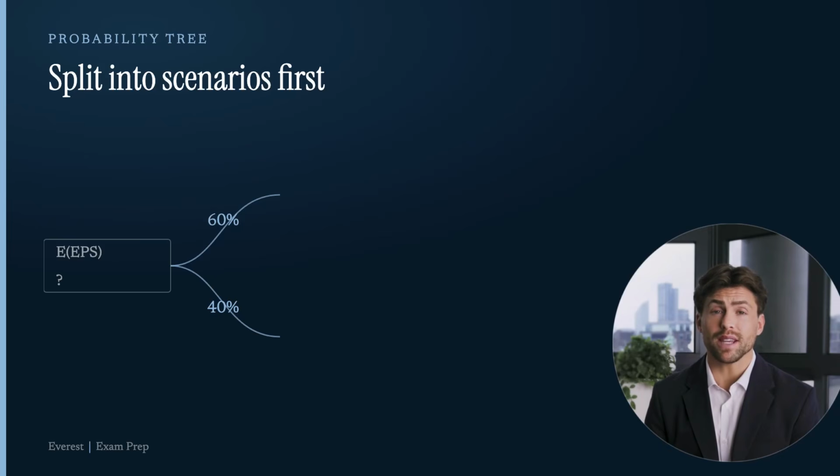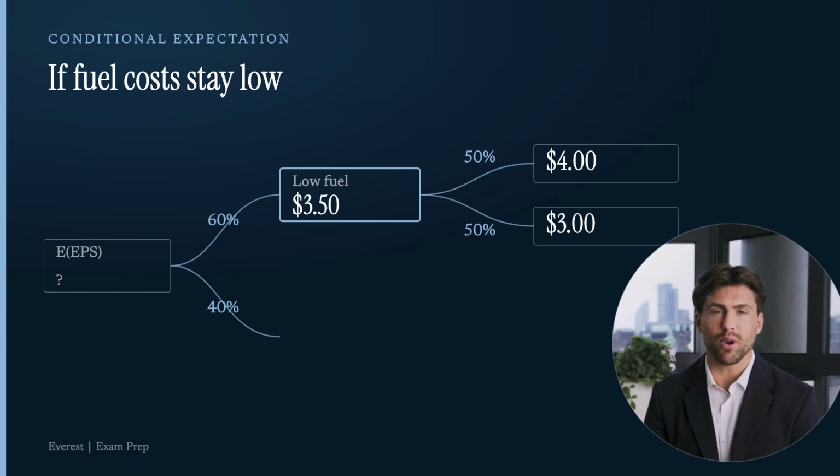Take an airline. Earnings depend heavily on fuel costs, so instead of guessing earnings directly, split the problem into scenarios first. There is a 60% chance of a low fuel cost environment this year and a 40% chance of a high one. Draw that as 2 branches. Inside the low fuel branch, earnings per share come in at $4 or $3, equally likely. So the expected earnings given low fuel costs is half of 4 plus half of 3, that is $3.50.